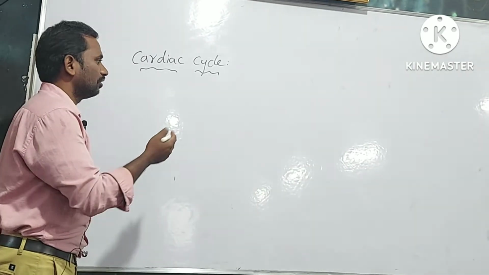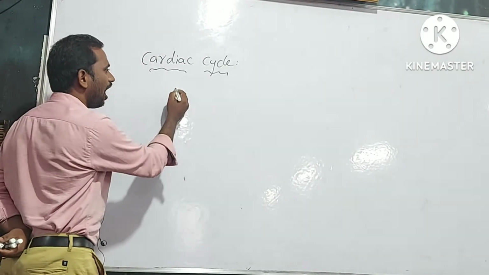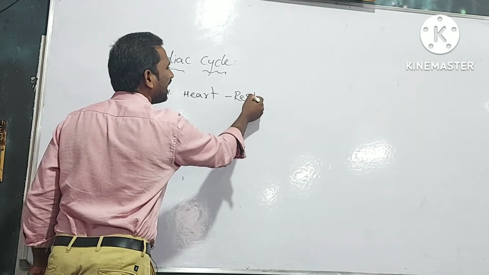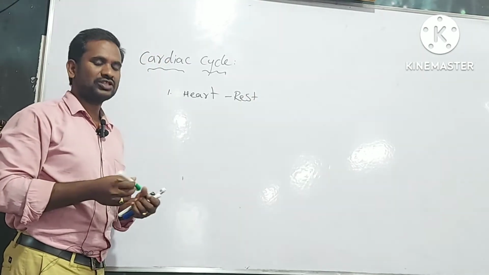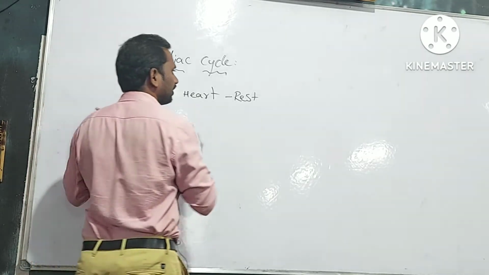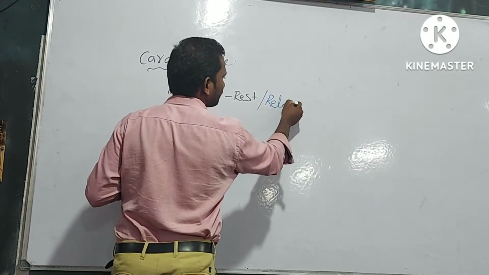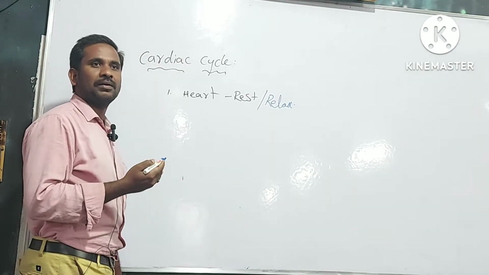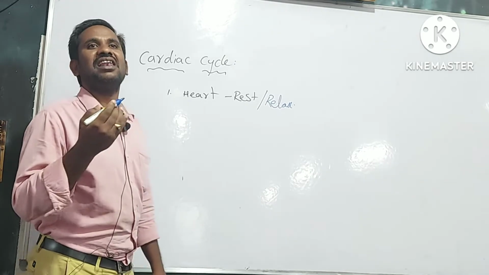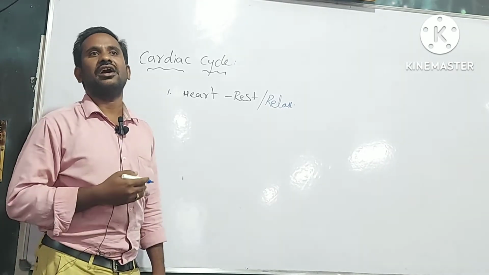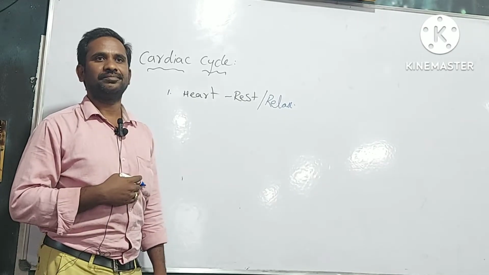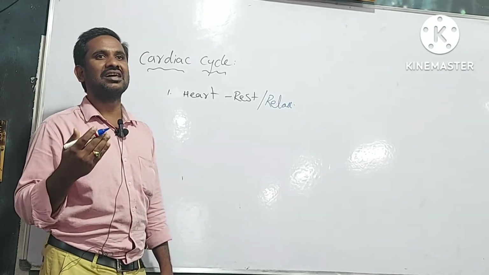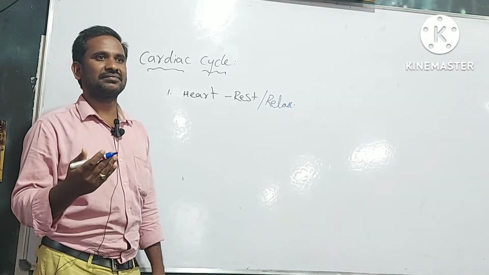Yes, sir. So now, if you imagine the heart is in a rest or relaxed position, it means blood can come from the body through the caval vein into the right atrium, or right auricle, and the pulmonary vein can collect oxygenated blood from the lungs.